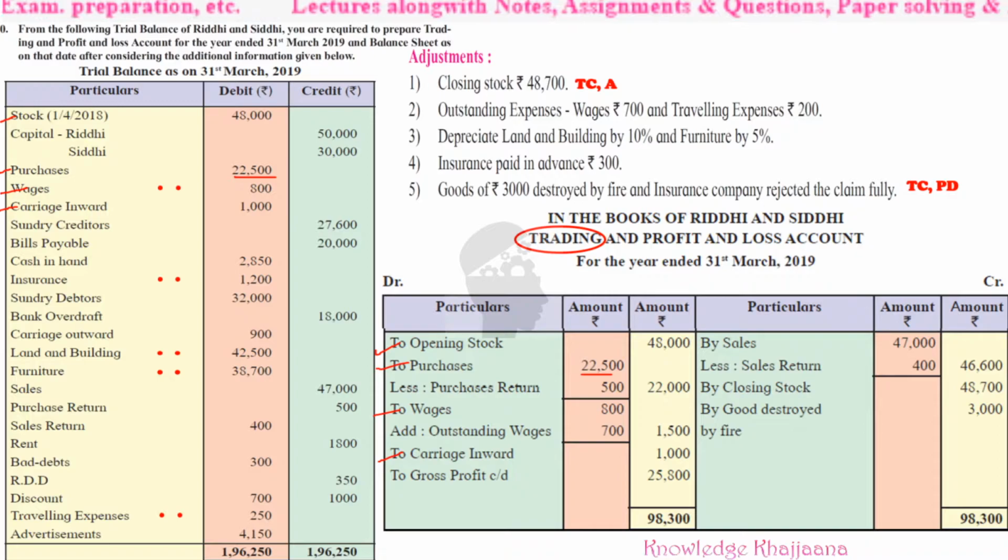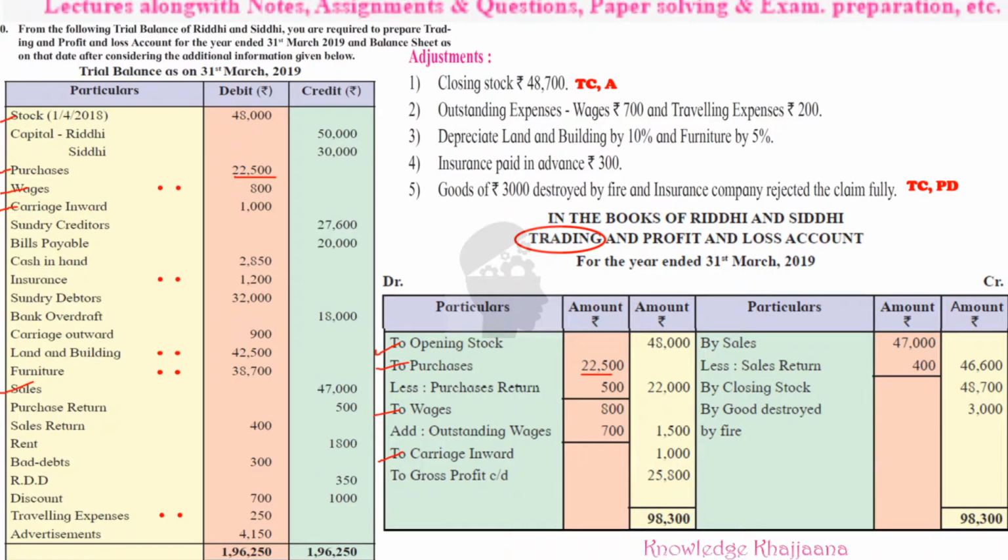But now apart from this, we will check whether there is any item which will go to the trading account. Sundry creditors, bills payable, cash in hand, insurance, sundry debtors, bank overdraft, carriage outward, land and building, furniture, sales. Yes, sales will go to the trading account credit side. So sales amounted to rupees 47,000. But let's see whether there are sales returns. Yes, sales returns are also there.